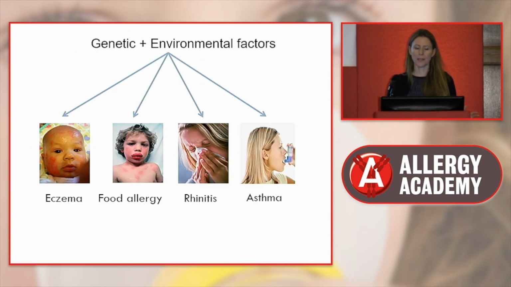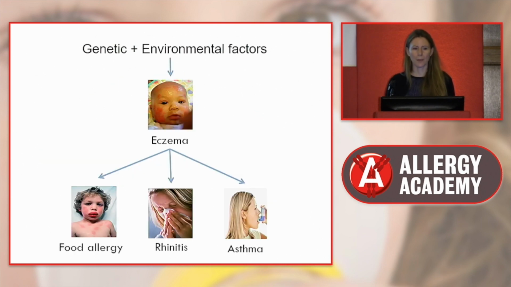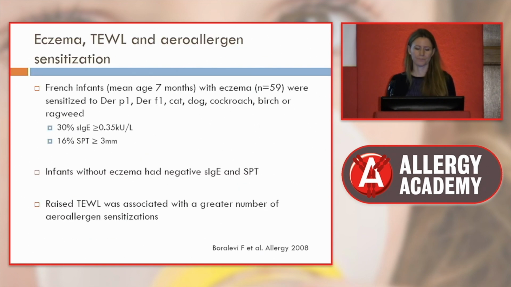We also know that genetic and environmental factors contribute to eczema, food allergy, rhinitis, and asthma. But what I want to discuss for a little while is whether perhaps this is what's happening, that it's the child who has eczema who then goes on to have food allergy, rhinitis, and asthma. You're probably all aware of the link between eczema and food allergy and the various studies that have looked at cutaneous sensitization in food allergy. What about the chances of cutaneous sensitization for aeroallergens for rhinitis and asthma?